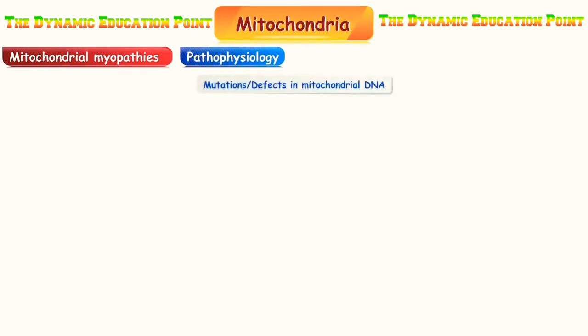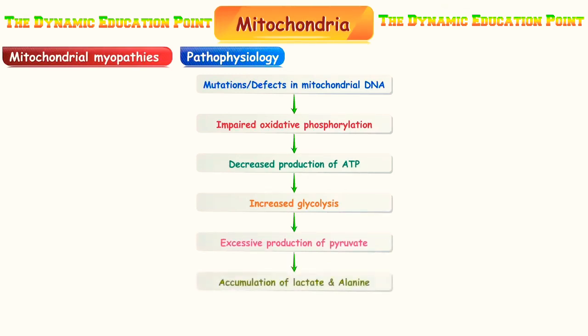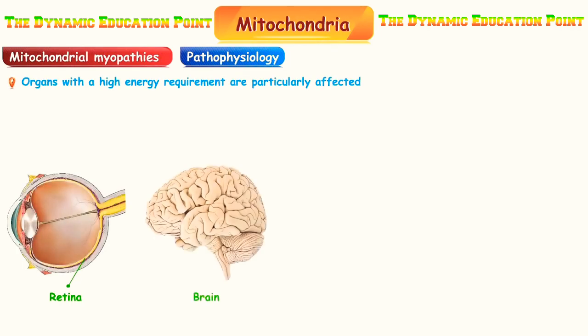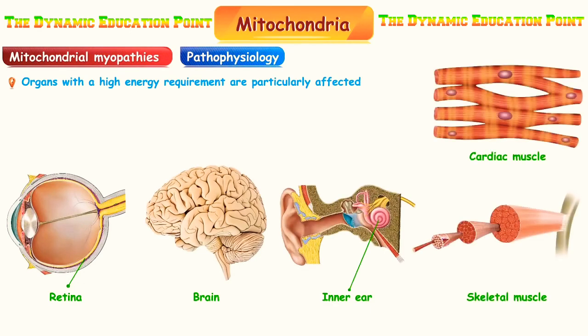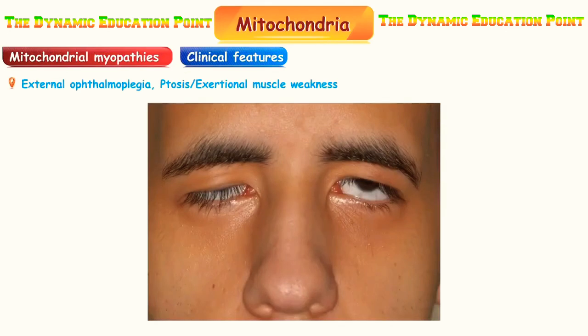Another myopathy is pathophysiology. These are mutations and/or defects in the mitochondrial DNA that lead to impaired oxidative phosphorylation, which therein causes a decreased production of ATP, which thus creates an increased glycolysis, which then causes an excessive production of pyruvate, which finally leads to an accumulation of lactate and alanine. Organs with a high energy requirement, such as the retina, brain, inner ear, skeletal and cardiac muscles, or others, are particularly affected. Some common clinical features include commonly external ophthalmoplegia, ptosis, and/or exertion muscle weakness.